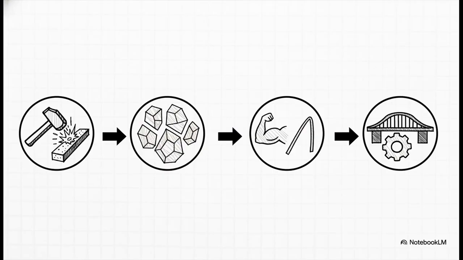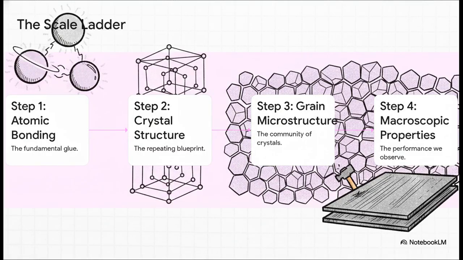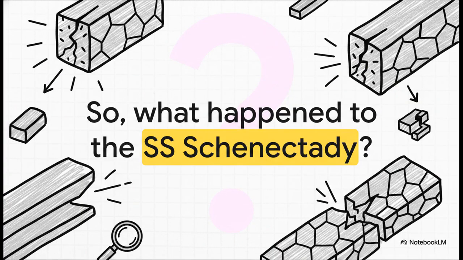And this right here is the central idea of all of material science. The way you process a material controls its internal structure, and that structure is what dictates its final properties and performance. It is a direct chain of cause and effect. So, what we've really done is just climbed this ladder of scale. We started with the tiny forces holding just two atoms together, built up to those repeating crystal blueprints, then to the whole community of grains, and finally, we arrived at the overall strength of a massive steel plate. Which brings us all the way back to our original question. Now we can finally answer it.